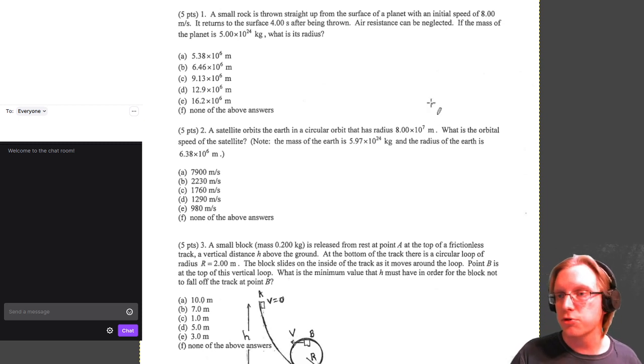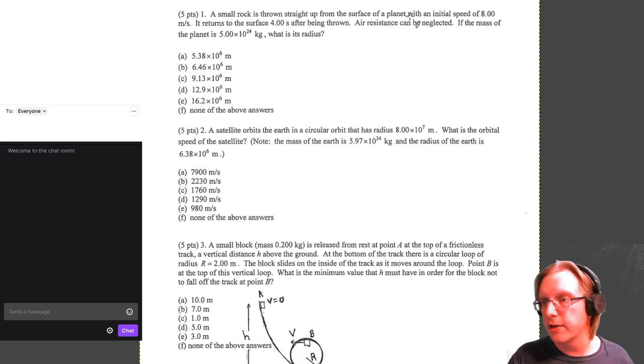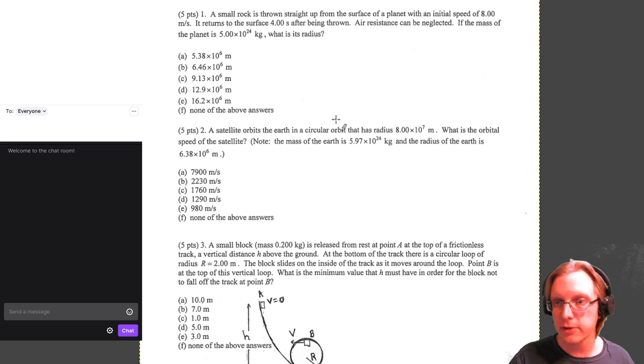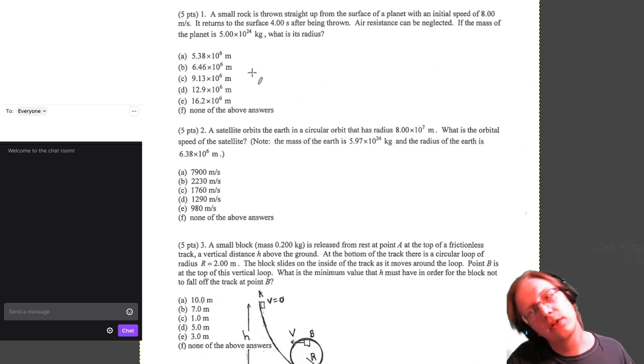Alright, a small rock is thrown straight up from the surface of a planet with an initial speed of 8 meters per second and returns to the surface 4 seconds after being thrown. Air resistance can be neglected. The planet is this big. What is its radius? Gravity question.